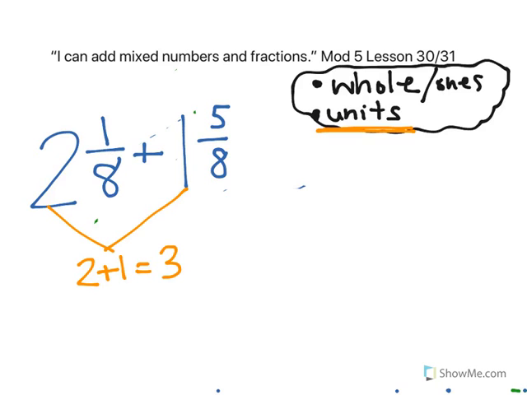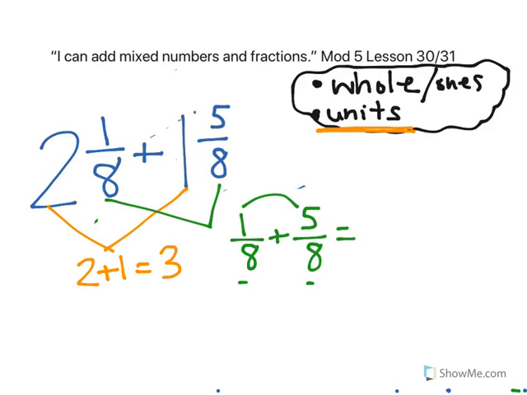Okay, so now I can do the next step of adding my fractions together. So 1/8 plus 5/8 equals, let's see, make sure my units are the same. Yep, they're both 8, so I can add directly across. 1 plus 5 is 6/8. So now I'm going to just put my whole number and my fraction together. This is going to equal 3 and 6/8.